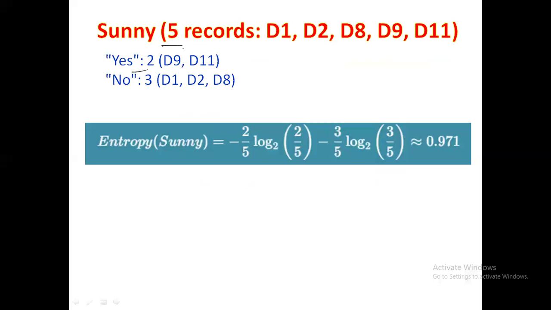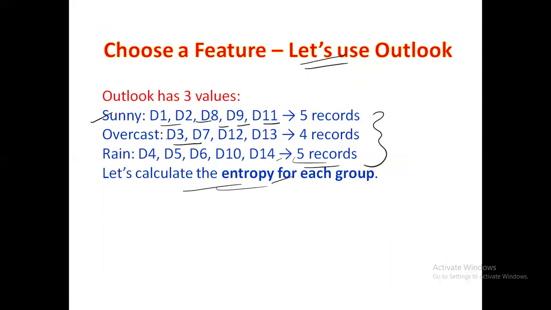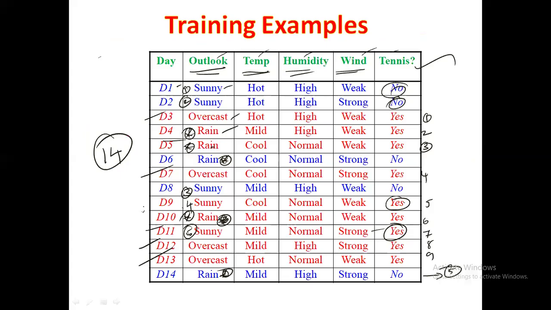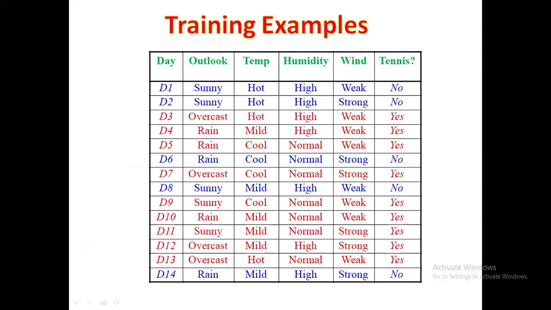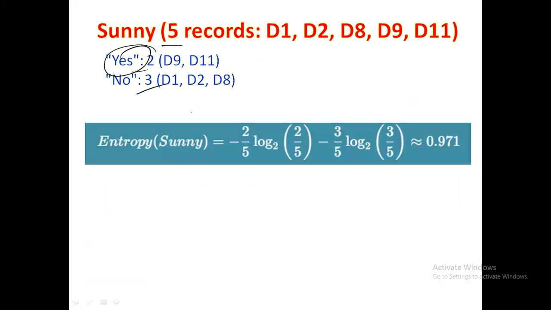First, if you take Sunny, there are two yes's. Sunny D9 and D11, see here, yes, and D11, yes. The other values are no. For this entropy, totally 5 Sunny values are there: yes is 2 and no is 3, divided by 5. If you substitute, we will get 0.971.